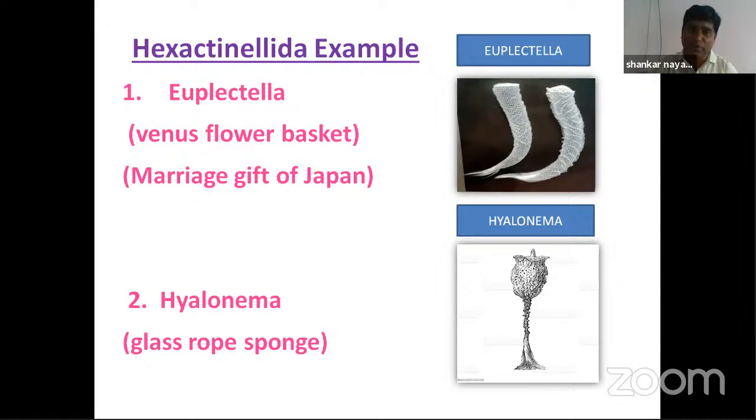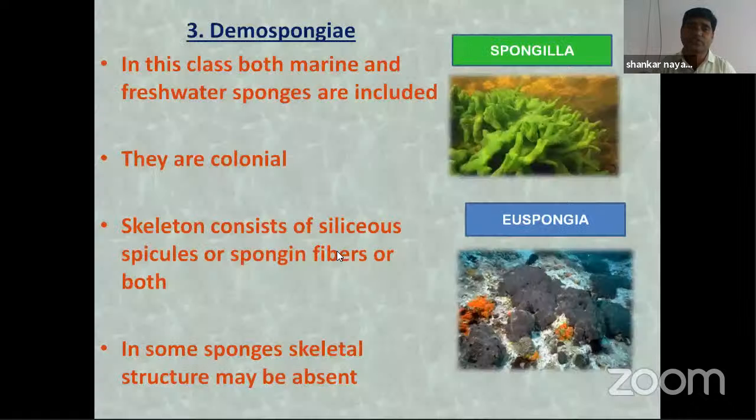The second one is Hyalonema. The common name of Hyalonema is glass rope sponge. See, this is Hyalonema. In this diagram, you are watching Hyalonema. It looks like a rope. Which rope? The rope which is made up of glass. Therefore, this looks like a glass rope, and so it is called glass rope sponge. Hyalonema is also called glass rope sponge.